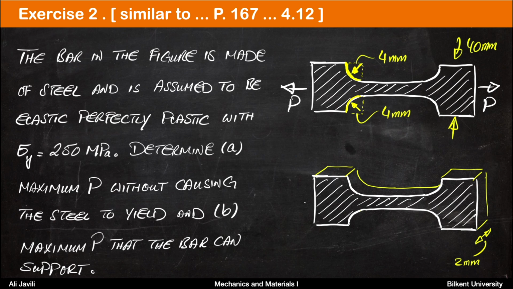The dimensions are given here. So the width here is 40 millimeter. The thickness in the other direction is 2 millimeter. And the notch radius, the fillet radius sort of here, is 4 millimeter.